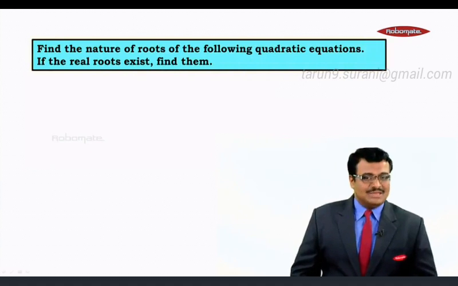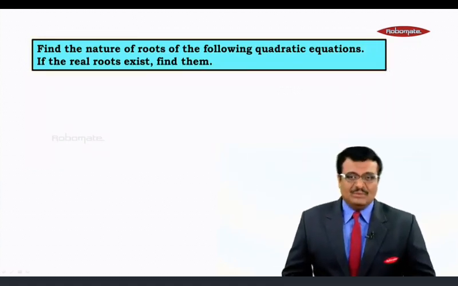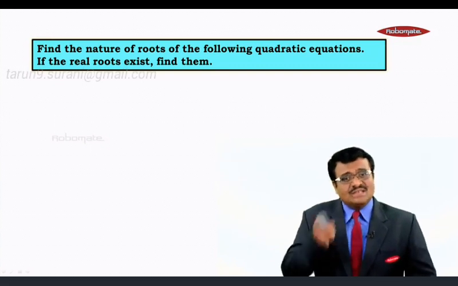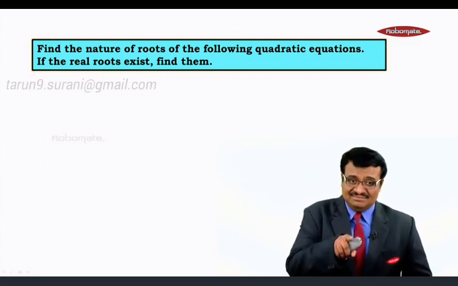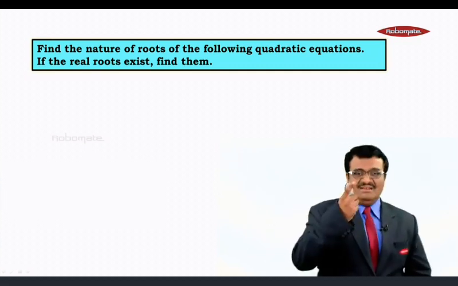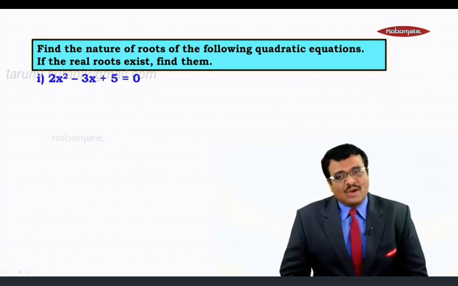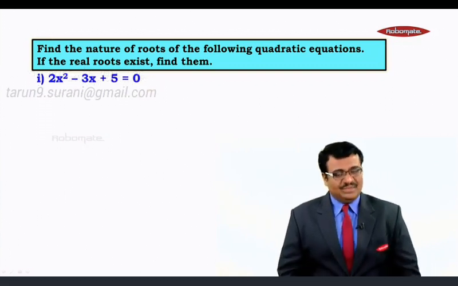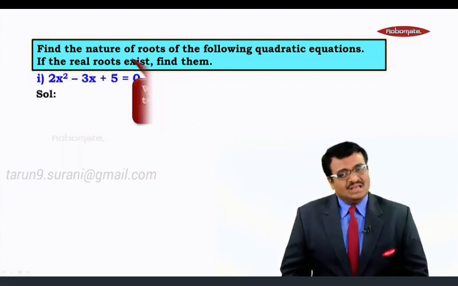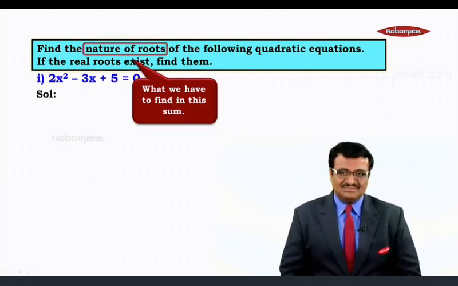So let us take up a few sums. Find the nature of roots for the following quadratic equations. If the real roots exist, then find them. So first check whether the equation has real roots or not, and then find them if at all they exist. So 2x square minus 3x plus 5 is equal to 0 is the given quadratic equation. The first step, what do we have to find in this sum? The nature of the roots, right?